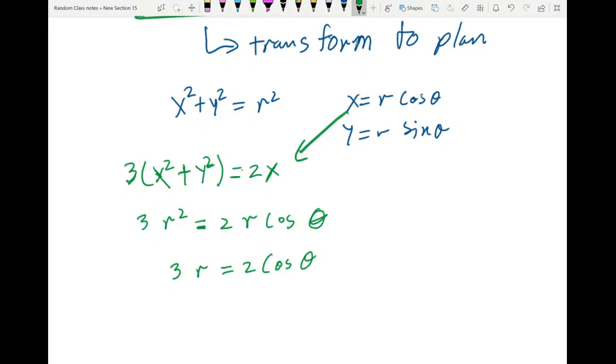Cosine theta. So r equals 2/3 cosine theta. And you're probably in calculus 2, or if you're engineers, you're going to see the reason why it works.